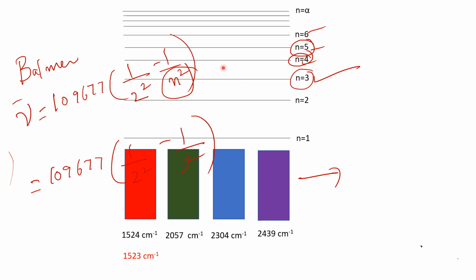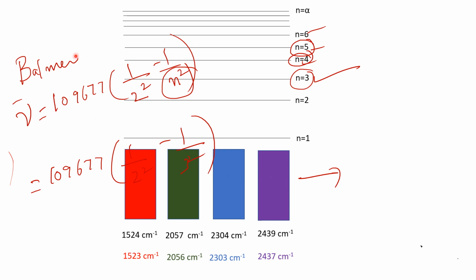Then he substituted the values n equal to 4, 5 and 6, and he observed that the wave number in each case correlated with the wave numbers of the corresponding visible lines, that is green light, blue light as well as violet light, which were observed in the visible region of the line spectrum of hydrogen.